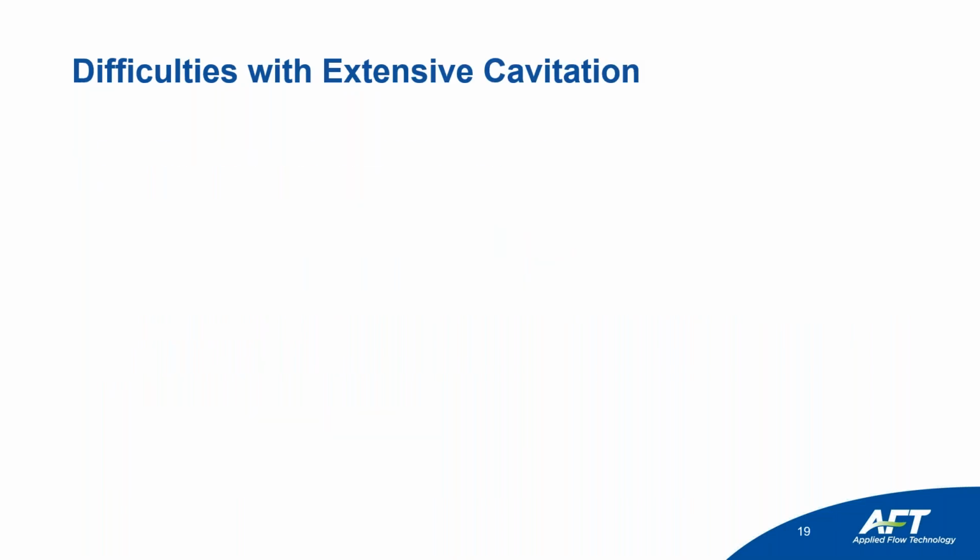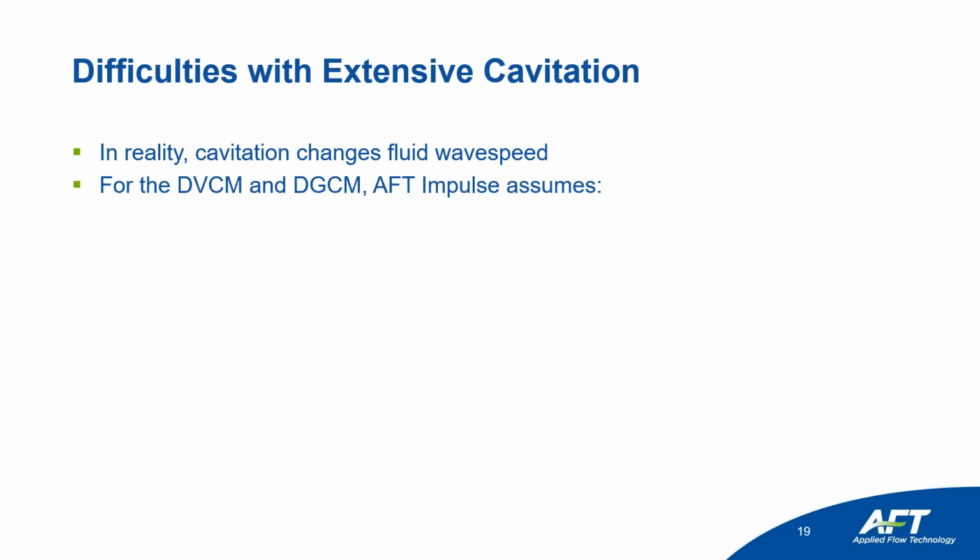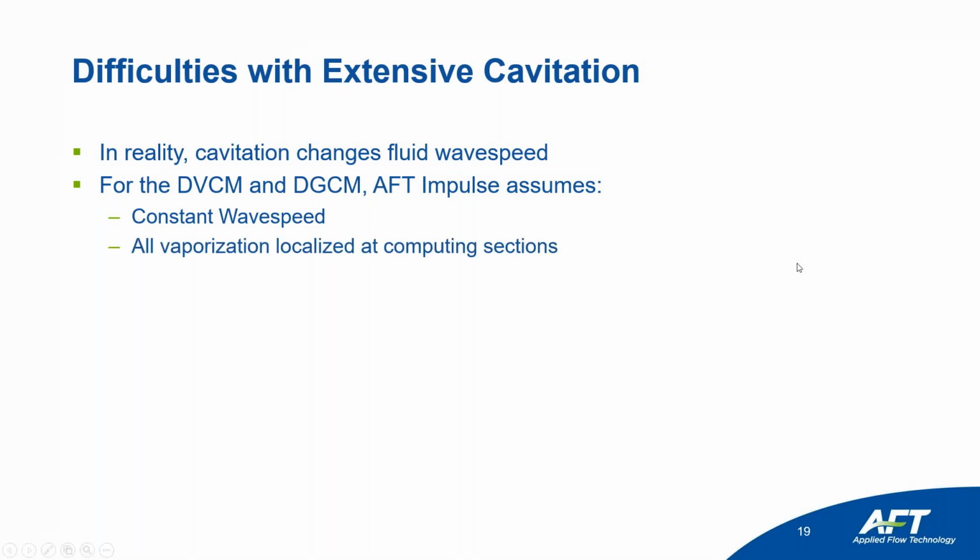So these are the difficulties for cavitation. In reality, the wave speed of your fluid changes when cavitation is present. For the two cavitation models in Impulse, we're assuming a constant wave speed. Even though the gas cavity model can mimic a variable wave speed, it's still assuming that it's constant. So it gives you the appearance of a variable wave speed, and that's why it handles the cavitation better.